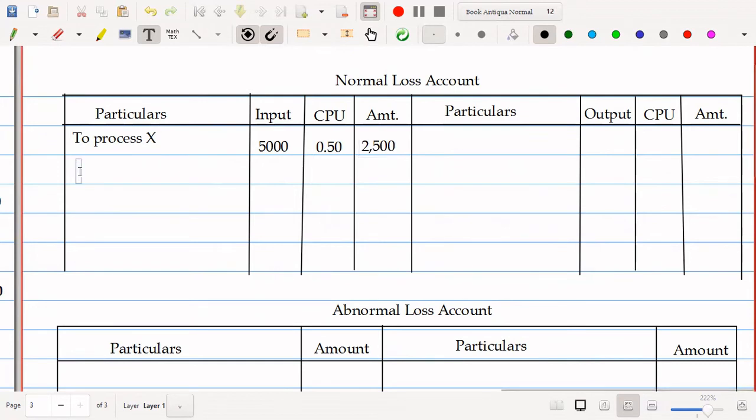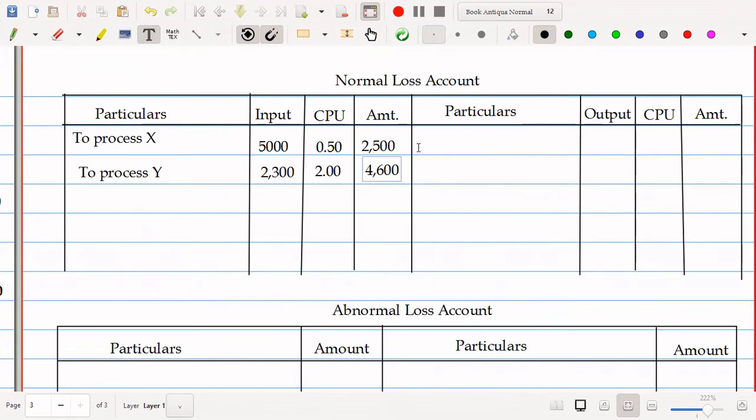Same in process Y also, we have normal loss which is unavoidable, which is inherent in the process itself. It cannot be avoided, so it will be in all the processes, whereas abnormal loss and abnormal gain are unexpected, unpredicted. So 2,300 in process Y and the scrap value was rupees 2 and the total amount was 4,600. So these were the normal losses and they have told the scrap value also.